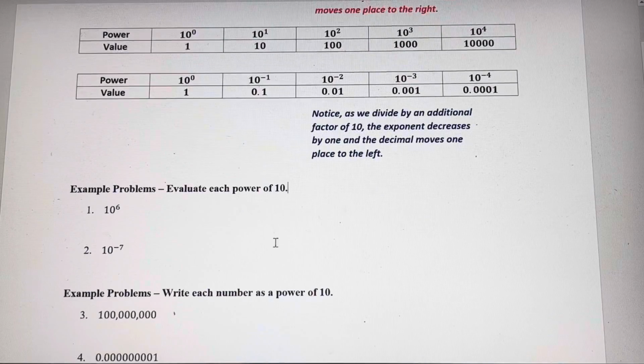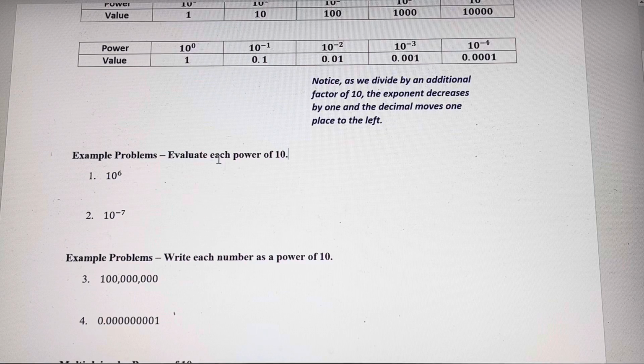So let's go through some example problems and understand what we're being asked to do. We want to evaluate each power of 10. Again, you can use a calculator for this, but I don't want you to need a calculator in order to evaluate powers of 10. You should be able to just move the decimal the correct number of times, either to the left or to the right. You can check your work with a calculator, that's fine, but hopefully you can just use the rules here to deal with powers of 10.